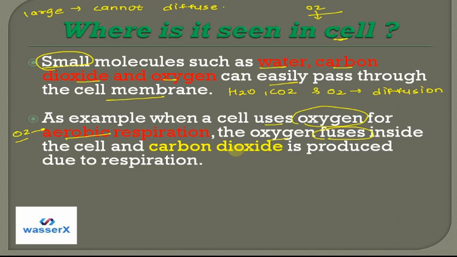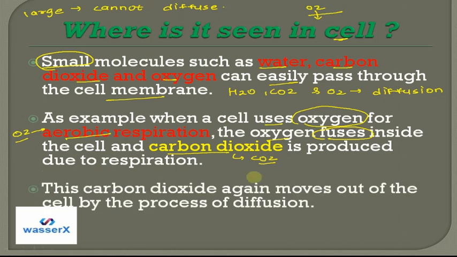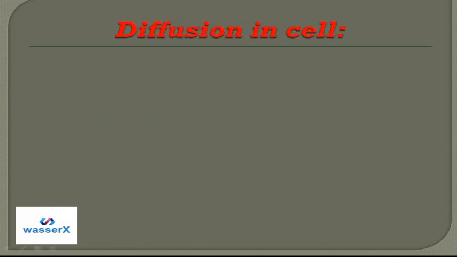And after the process of respiration, carbon dioxide or CO2 is produced. Now this carbon dioxide is a waste product. We saw it earlier. So this carbon dioxide will again move out. It will go out of the cell by the process of diffusion. Now where can we see the diffusion in cells?